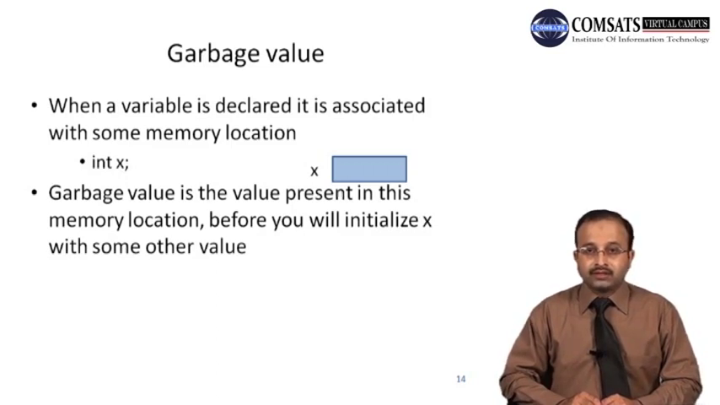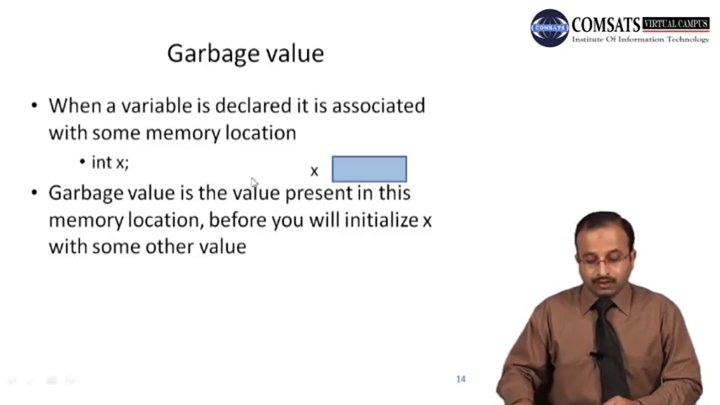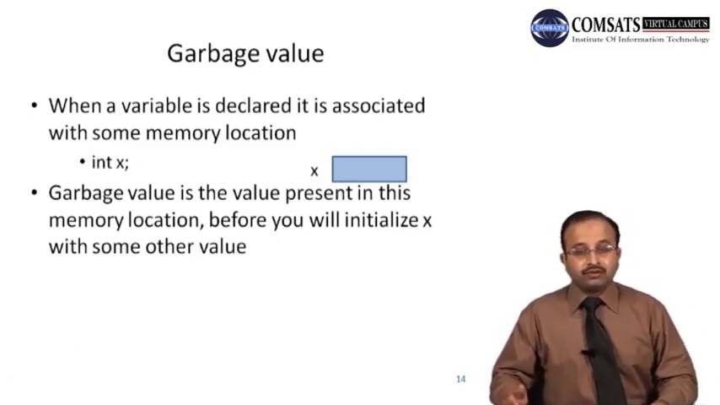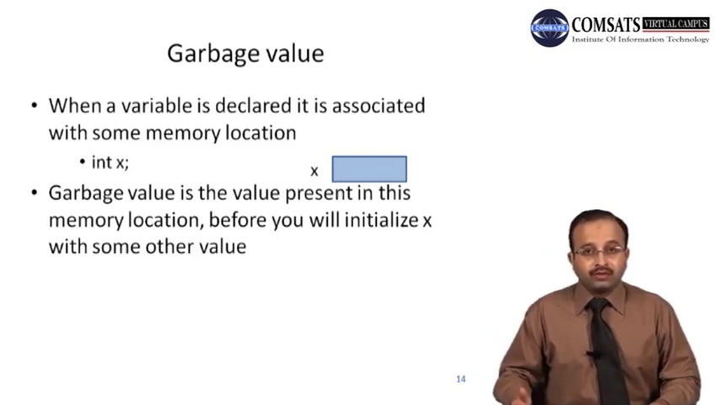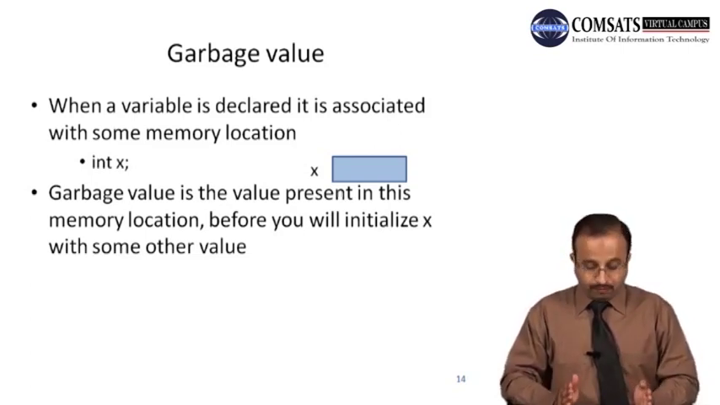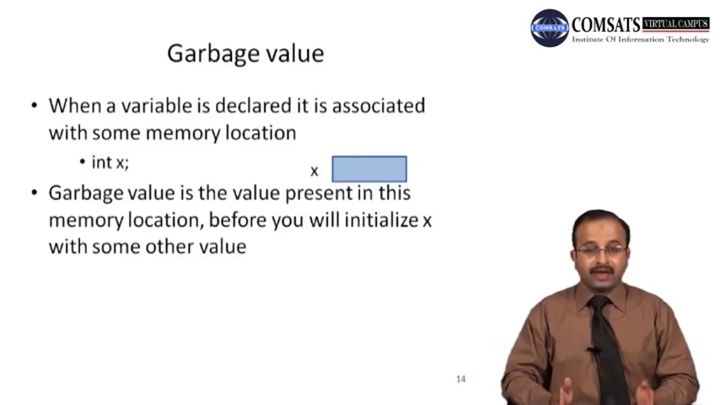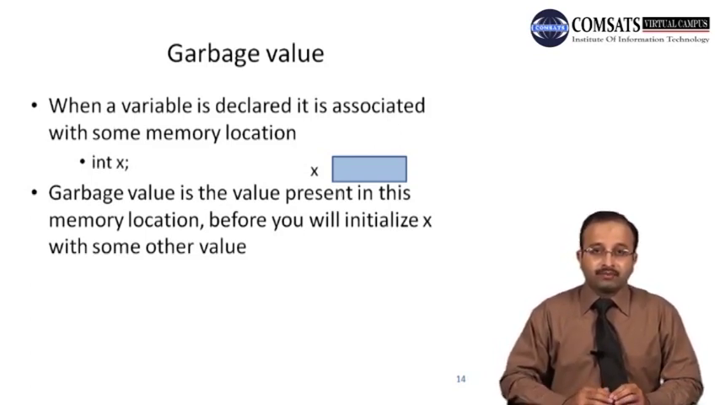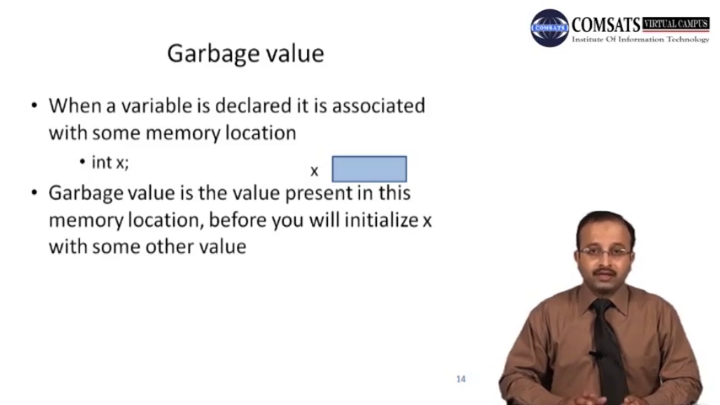But what is written over that memory location? Some value will be written on that memory location, which will be a previous value. Previously some variable must have used it, previously some program must have used this memory location. So the values are there. Whenever a program executes, memory will be allocated for that program, and when the program exits, memory will be deallocated, taken back from that program. That means that memory is free for other programs to use.